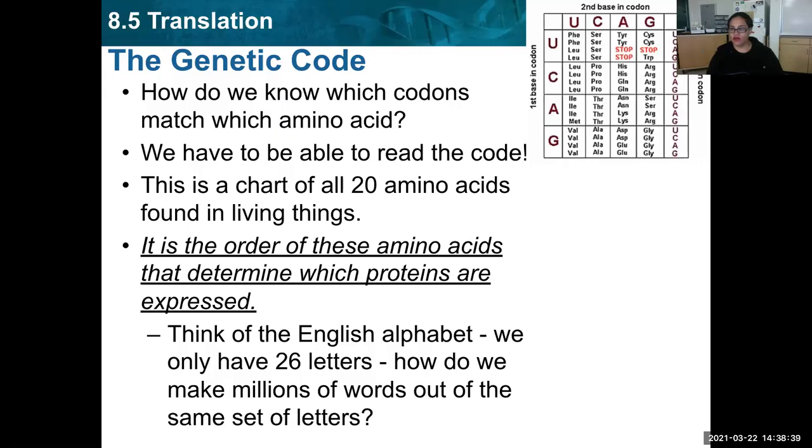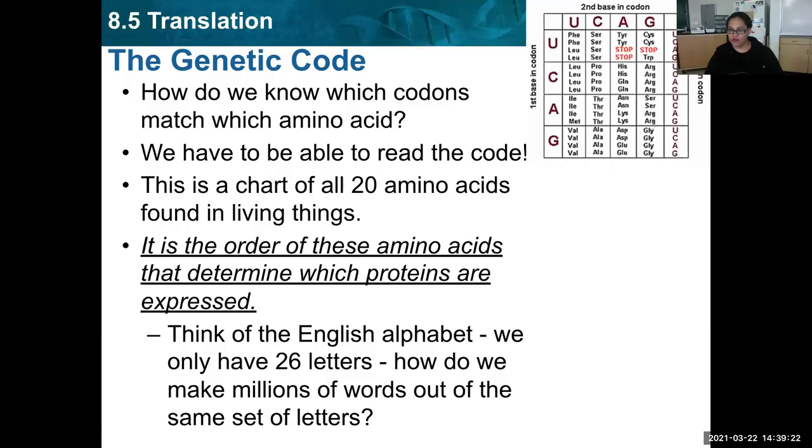You can see in the middle are abbreviations of a bunch of different amino acids. PHE at the top left stands for phenylalanine. Below that, LEU stands for leucine. So each one of these is an abbreviation for an amino acid. And there are only 20 amino acids found in all living things. And you think that's only a little bit of information, 20 amino acids to code for all of our proteins. But that's what happens. So it is the order of these amino acids that determine which proteins are expressed.